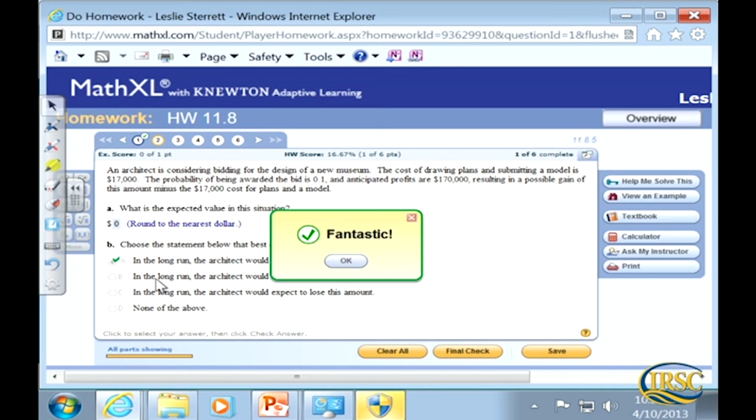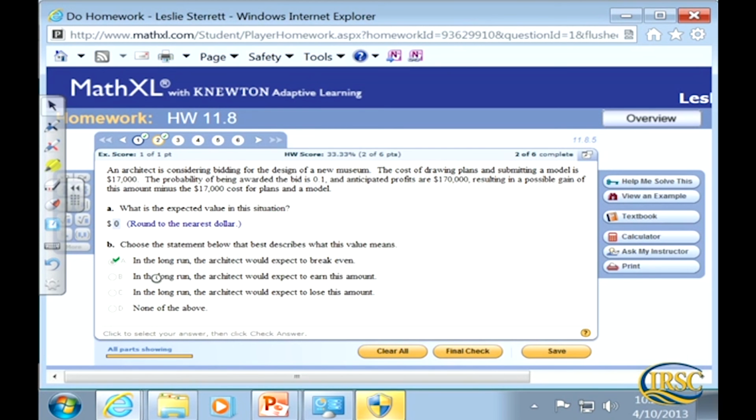And the majority is correct. Fantastic. Okay, so if you get an expected value of 0 when you're talking about money that you're either going to earn or lose, then yes, that is breaking even.